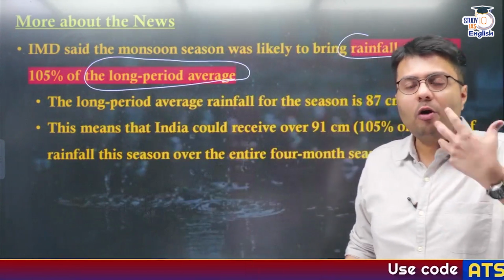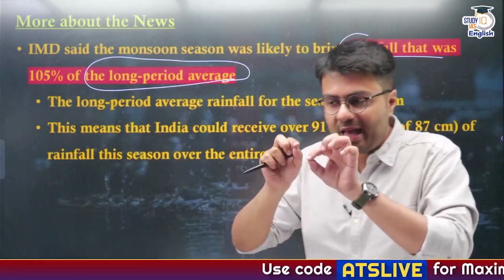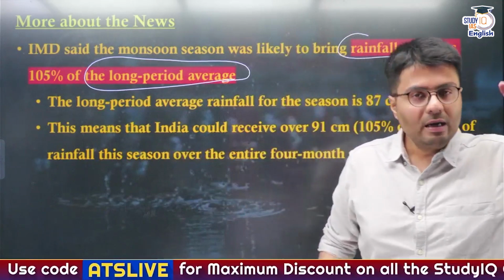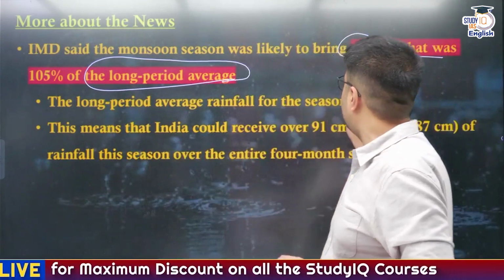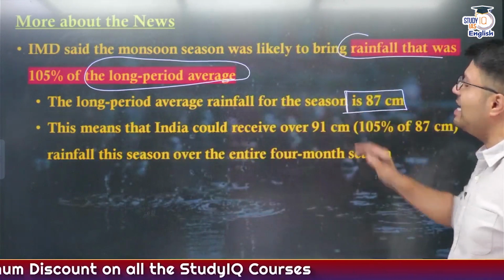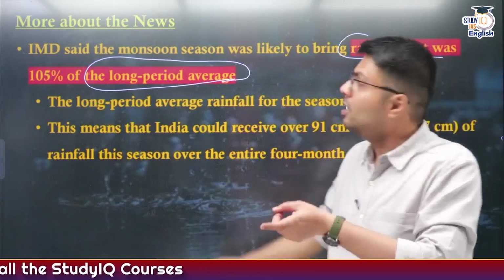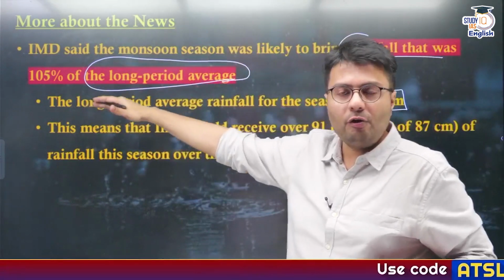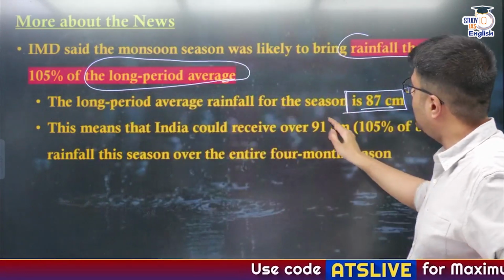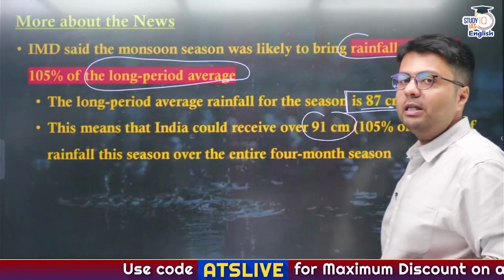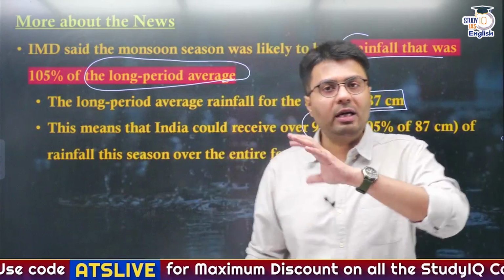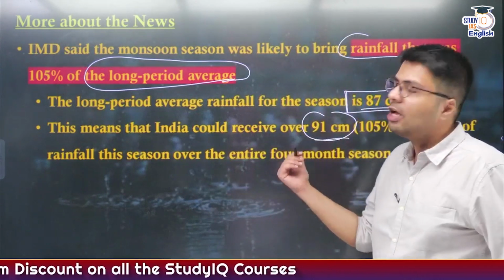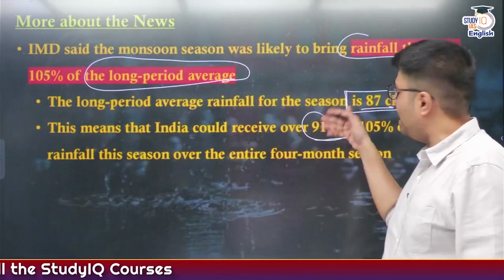Now, what is the long period average of rainfall in India? Estimating the amount of rainfall that happened every year and dividing the amount by the years itself, we come to a conclusion that average rainfall in India every year is 87 centimeter. So according to this prediction by IMD, if you calculate 105% of long period average, which is 87, the figure comes at 91. So actually the IMD is highlighting that on an average in India, the rainfall levels will be 91 centimeter, which is way beyond the average figure of 87 centimeter.